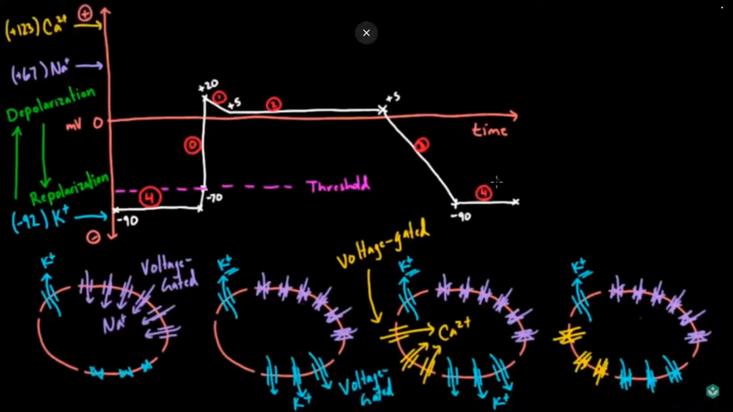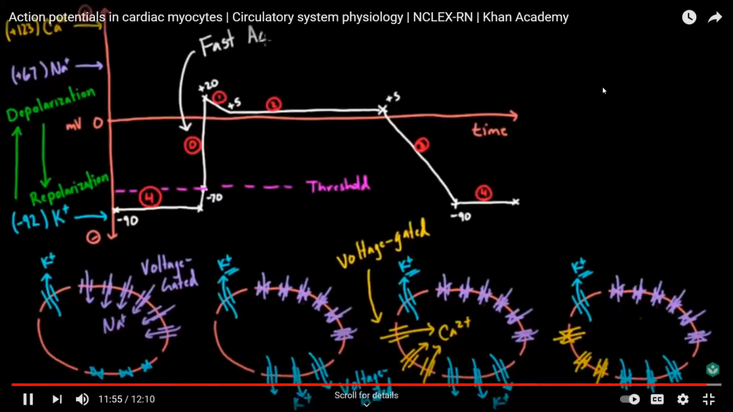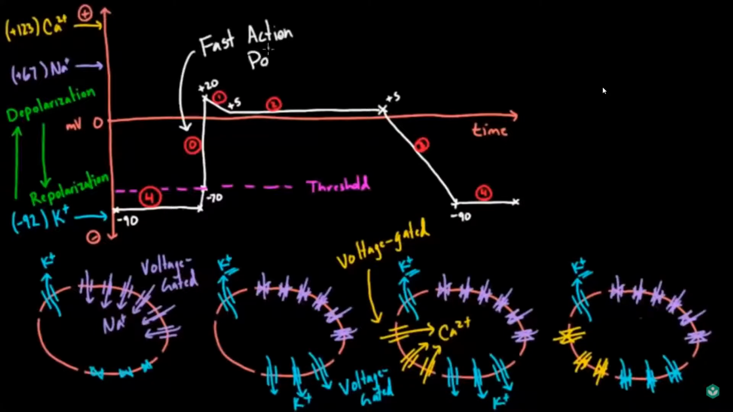And because stage 0 is happening so rapidly, because this is so fast, we actually call this a fast action potential. So compare that to how the action potential goes in the pacemaker cells, where it's much slower. This fast action potential is a result of those really, really amazingly quick voltage-gated sodium channels.